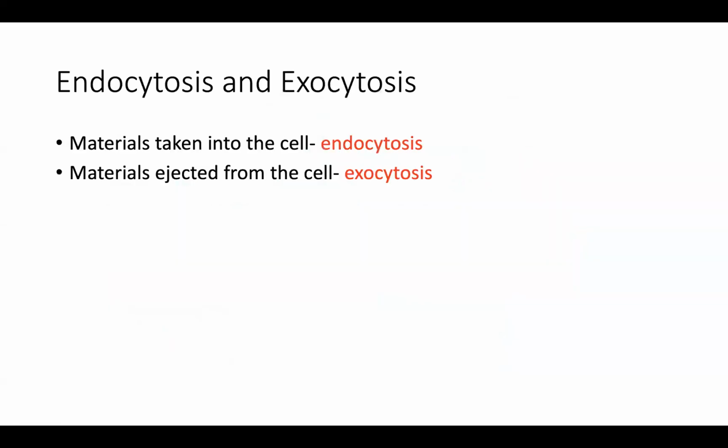Let's look at two examples of active transport: endocytosis and exocytosis. I'm sure you've heard about these mechanisms before. Endocytosis, as the name suggests, is a process in which materials are taken into the cell, those substances that we need, like glucose for energy. Materials such as waste products are ejected from the cell via exocytosis.